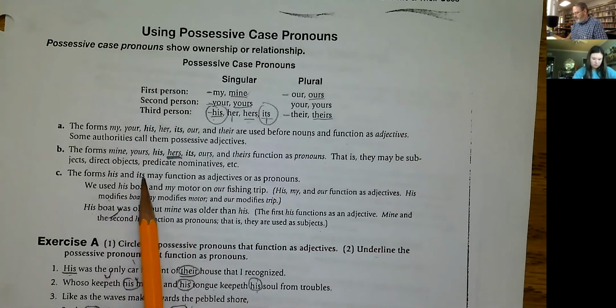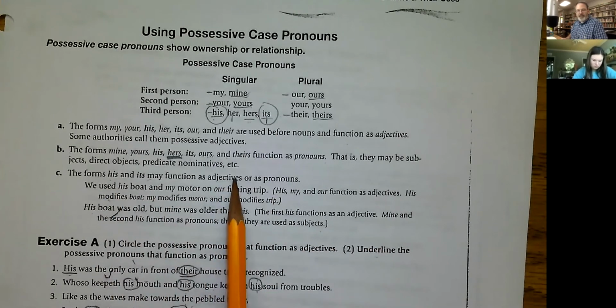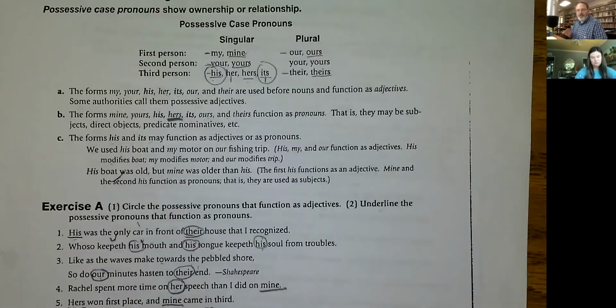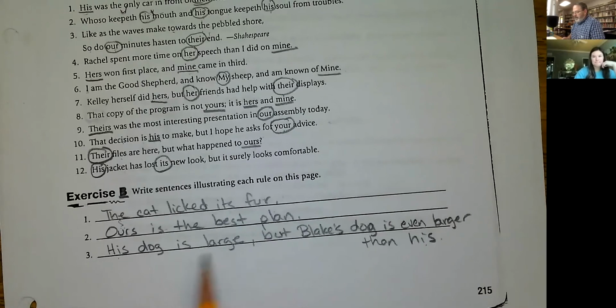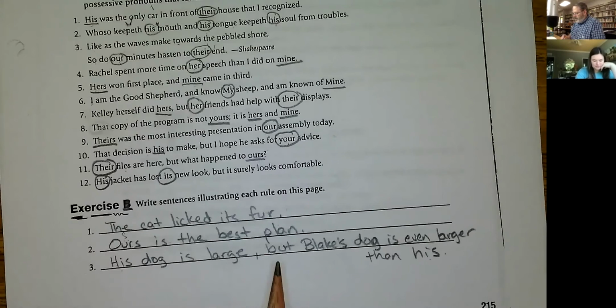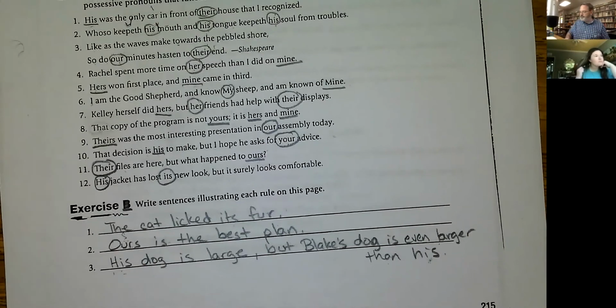And then the last one is we have to use either his or its because that's what this rule is. His and its may function as adjectives or pronouns. I have to choose one of those two and make a sentence with it and use it correctly. I actually am going to use it both ways. His dog is large. This his is an adjective. But Blake's dog is even bigger or larger than his. That's a pronoun. There's nothing for it to describe. It's just standing in for a noun. But this one is describing whose dog. So there we go. All right.